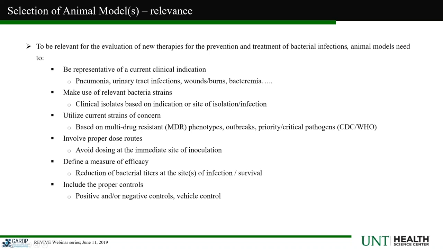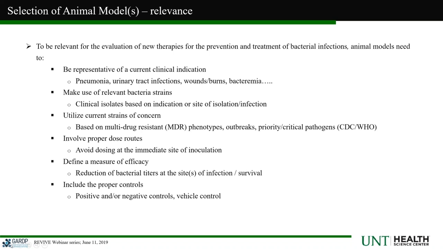You have to utilize current strains of concern, multi-drug resistant, your priority pathogens from the CDC or the World Health Organization. These are the infections that are the greatest concern. These are the infections we're looking to fight. A lab strain may be used for proof of concept, but not for evaluation of novel articles. ATCC strains are fine. Susceptible strains are fine if you're looking at the difference between susceptible and resistant strains for the action of your compound. But in my mind, clinical indication isolates and multi-drug resistance are the best way to go.